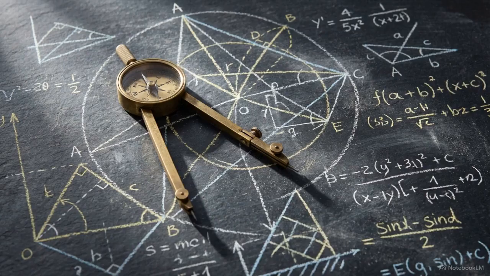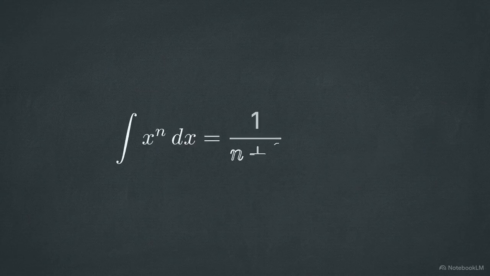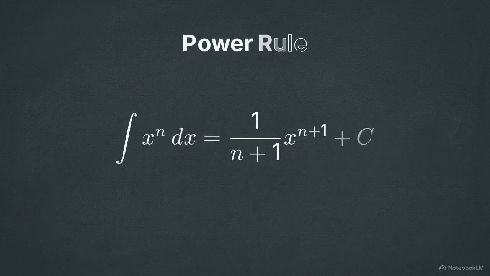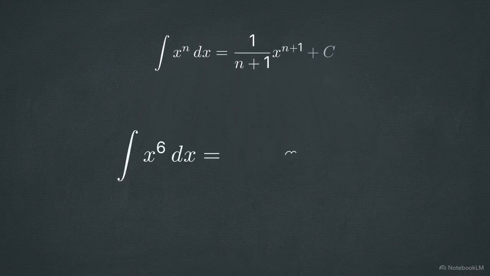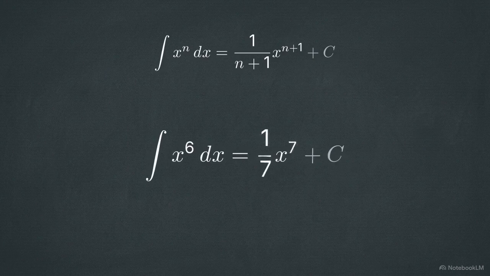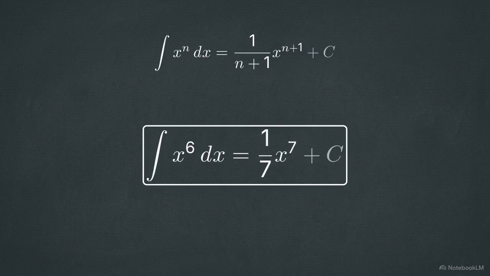Moving beyond simple integers requires a systematic set of mathematical rules to rebuild these equations. Look at this first formula, known as the power rule. It governs how to integrate any variable x raised to a power n. The mechanic works in two steps. First, add 1 to the existing exponent, and then divide the variable by that new sum. If we apply this to integrate x to the sixth, we add 1 to the power to get 7 and divide by that 7, resulting in 1/7 x to the seventh plus c.